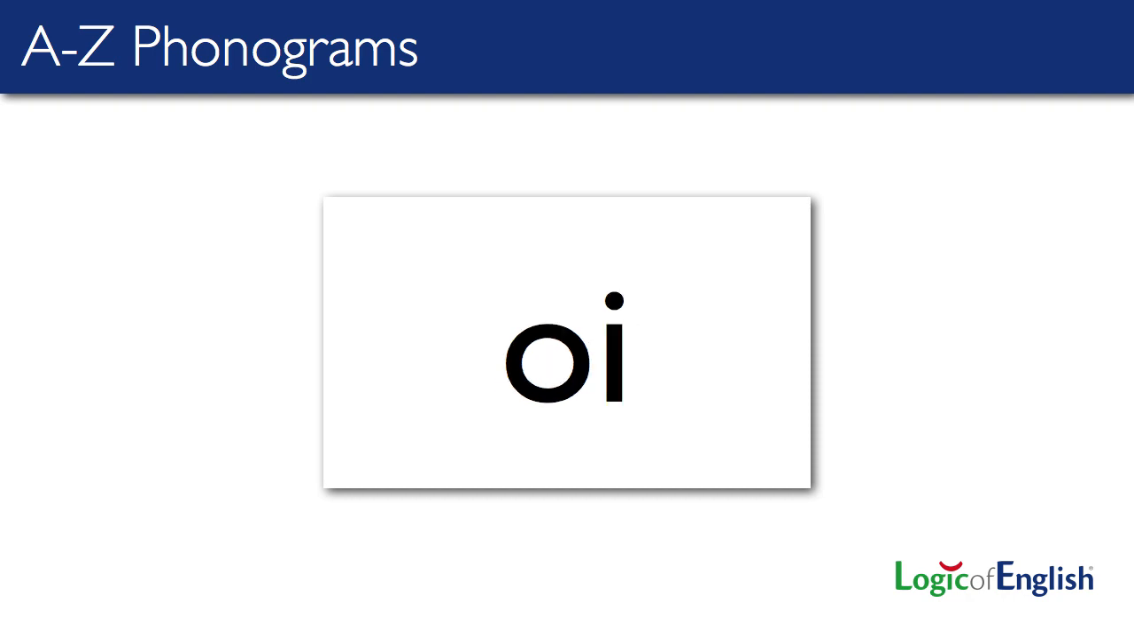This is oi, and this is oi. Which oi may I use to spell toy? Why can't I use this one? English words do not end in I, U, V, or J. This is oi that you may not use at the end of English words. This is oi that you may use at the end of English words.